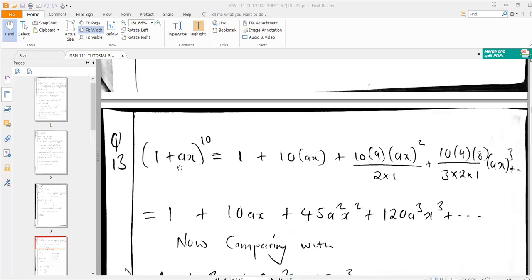Now when you expand this using the binomial theorem, you find that the expansion here for a is 1 plus 10. Then here 10 is our n, then this is our x, so we plug in ax. 10 times ax is simply 10ax, plus 10 times 9, where there's x we put in ax squared, and we have a 2. So 2 into 10 is 5, 5 times 9 is 45, so we have 45 a squared x squared.